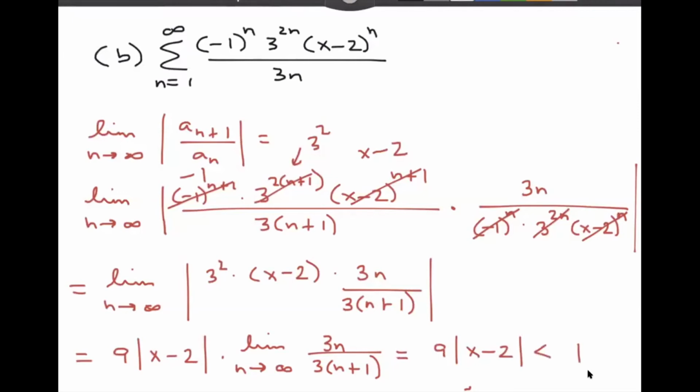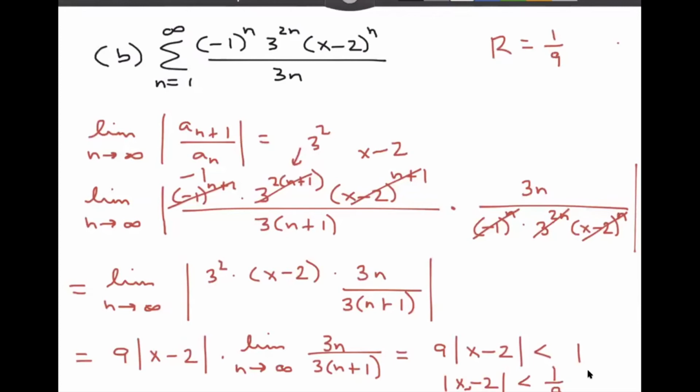All right, so this is a perfect example of what I was talking about earlier. If 9 times the absolute value of x minus 2 is less than 1, that means the absolute value of x minus 2 is less than 1/9. So that would be my radius of convergence. R equals 1/9. Okay, so now we have to, unfortunately, I thought this was going to go a different way. Now we have to look at the endpoints.